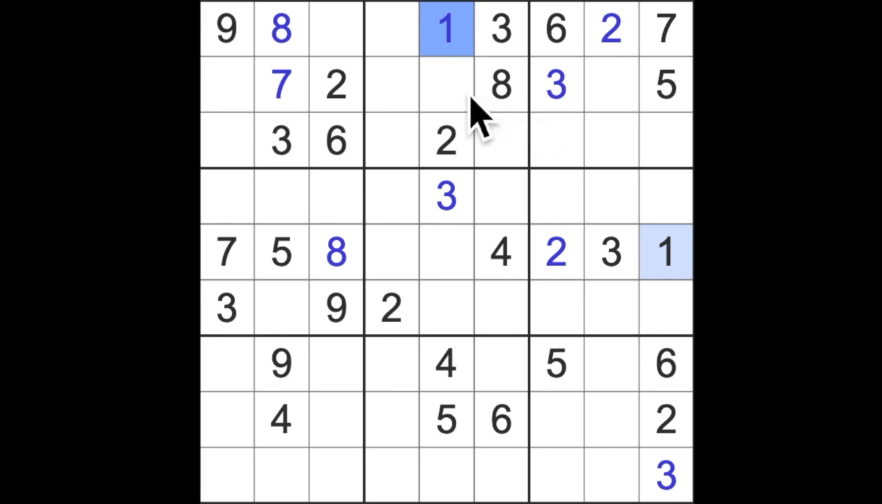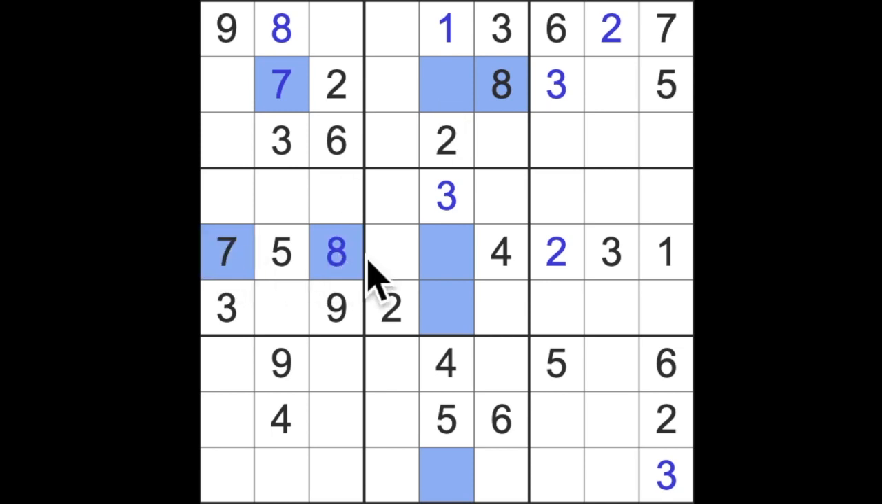Well, in this column, the missing digits are 6, 7, 8, 9. And I see 7 and 8 blocking this square and 7 and 8 blocking this square. So that means that these two squares contain only 7 or 8. And these two squares contain only 6 or 9. But that didn't get it for me. Oh, well. That's unfortunate.